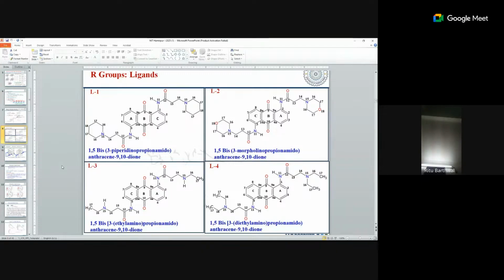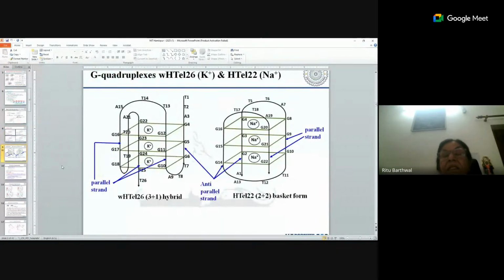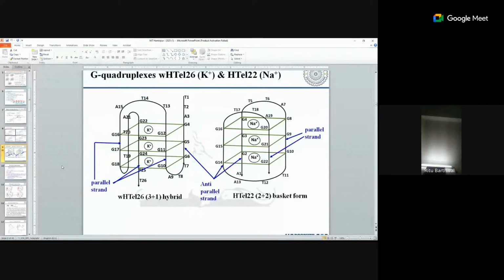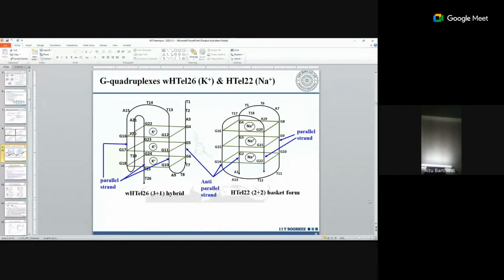Going to slide number 9. This is the G quadruplex which is very often taken for analysis. This is human telomeric DNA, which is 26-mer we have taken. That means it is a stretch of 26 bases. W stands for wild type, which means the actual human telomeric sequence we have selected. And I told you the repeat is TTAGGG, and then again TTAGGG. So the repeat is TTAGGG, and then the whole thing is repeated.